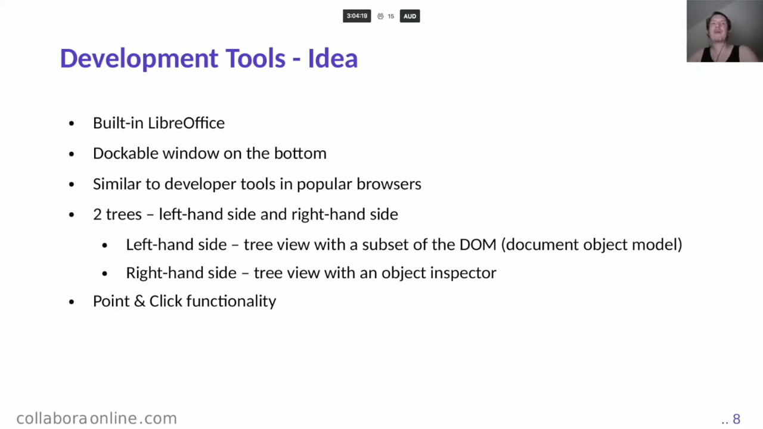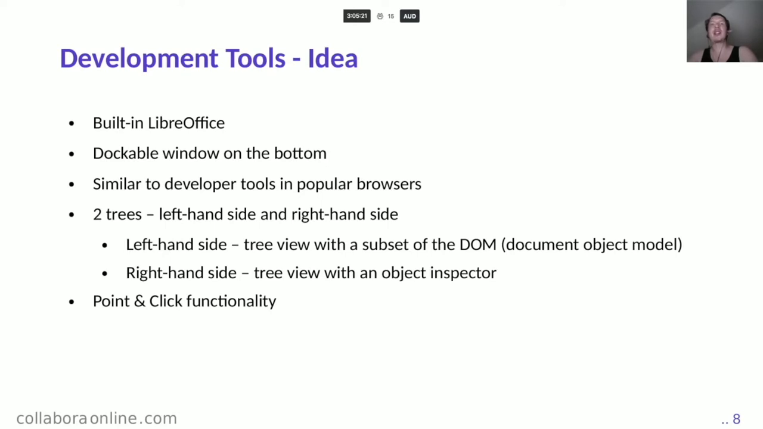It should have two trees, left hand side and right hand side. On the left hand side it should be just a subset of the document object model, where we can go to the current document object and inspect the current document object model, but not everything, just what was predefined. For example, inside Writer there would be paragraphs, and for each paragraph there should be each section of the paragraph. And what is on the left hand side also is the styles. We can inspect all the styles that are currently available.